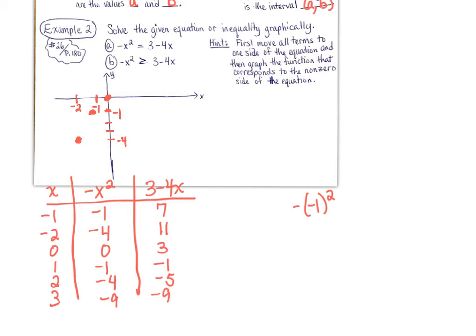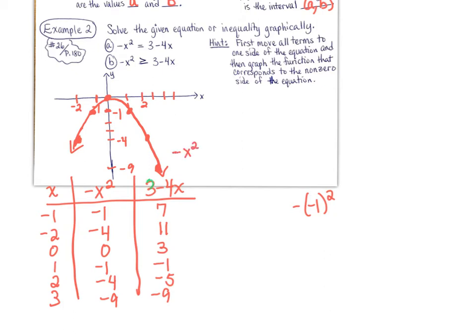What's our next point? 1, negative 1. Good. What's our next one? 2, negative 4. Good. And then we had what? 3, negative 9. Okay, so sketching that graph, this is a sketch. We have this. That will give us negative x squared.